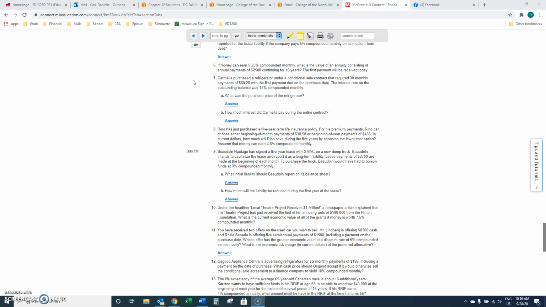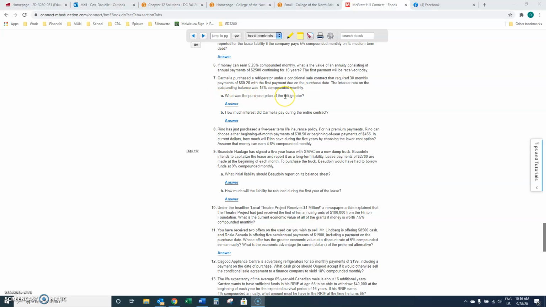So we're given that there's 30 monthly payments of $60.26. They're beginning of period payments. We're given the interest rate and it's compounded monthly. And we need to know what is the price right now of all those future payments that we're going to make. So we're looking for present value.